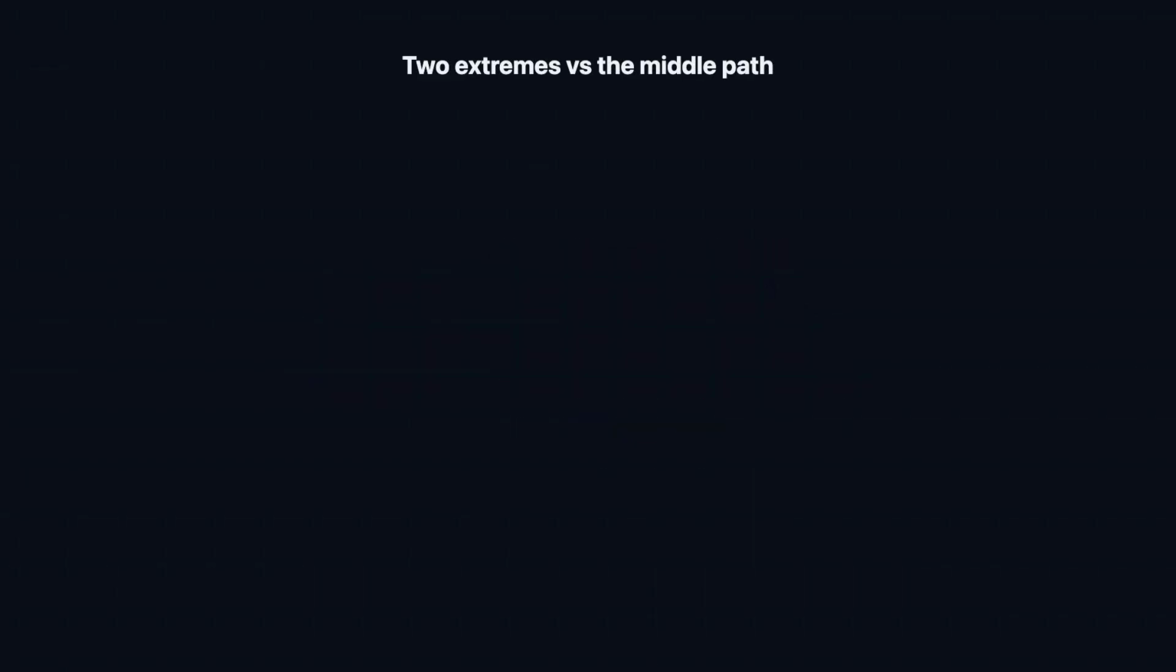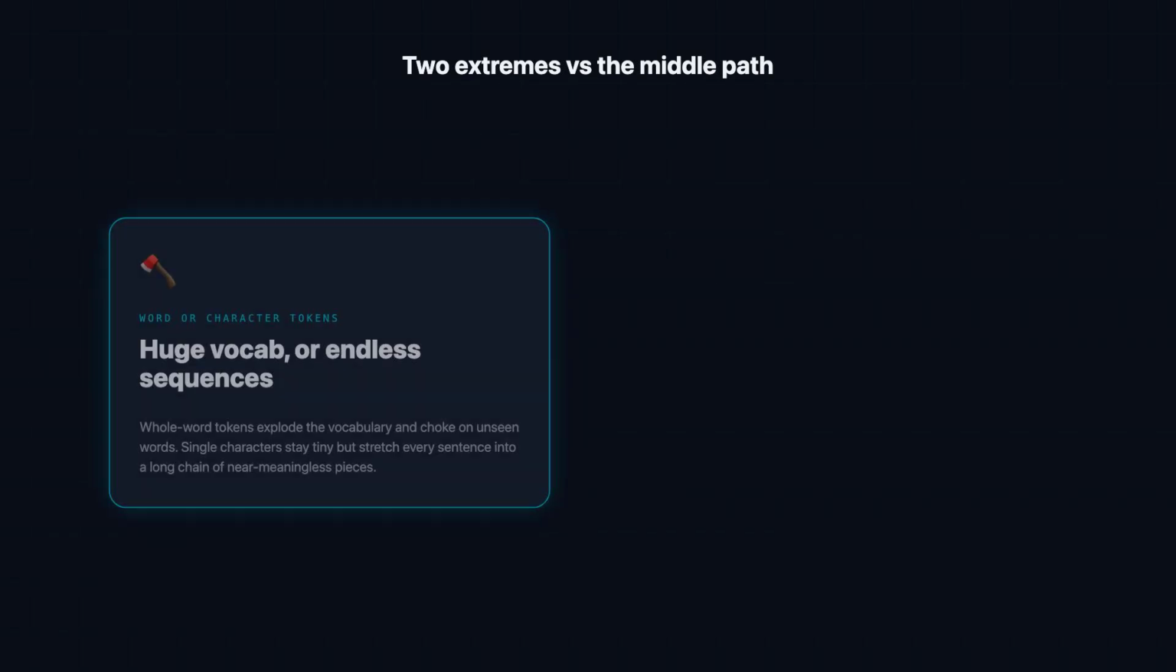First, let's see the exact bind that Subword Tokenization escapes. Splitting on whole words feels natural, but the vocabulary explodes into hundreds of thousands of entries, and any word missing from that list becomes a useless, unknown token. Go the other way, down to single characters, and the vocabulary shrinks beautifully. But now every sentence stretches into a long chain of tiny, almost meaningless pieces.